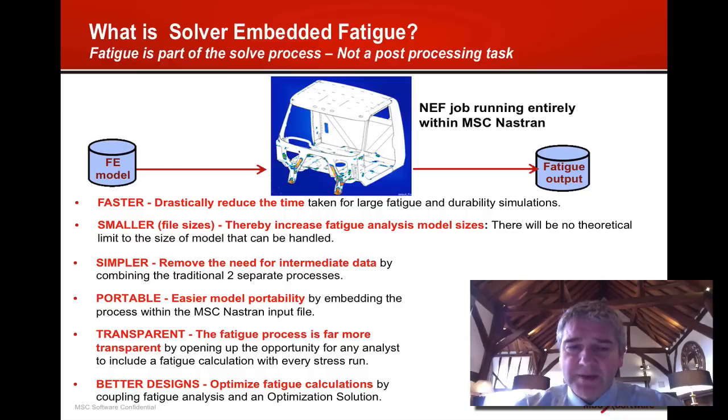This is a list of the main benefits. It's faster because the combined single process instead of the two processes gives much faster processing times. There are smaller file sizes involved, which is a big advantage. It's simpler because of the removal of a lot of intermediate files. It's portable because the whole thing is defined in a single input bulk data file. It's transparent because the instructions needed for a particular fatigue calculation are very clear. And it gives the option of better designs because optimization SOL 200 can be included with a typical fatigue job.